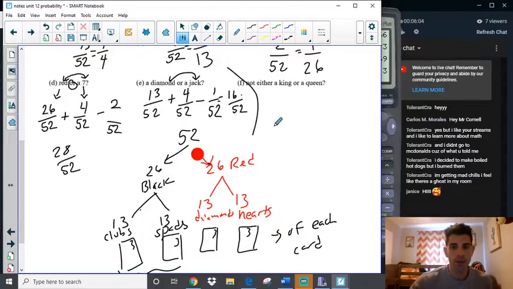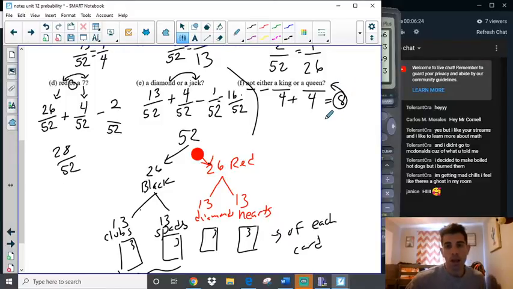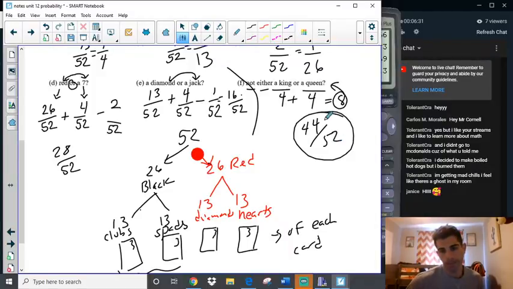And then the last one, not either a king or a queen. So you want anybody else. There are 4 of these and 4 of these. That's a total of 8 cards that you do not want, right? And so how many cards are left? There would be 44 cards left out of a total of 52. So that's just kind of a rundown if you're doing cards.